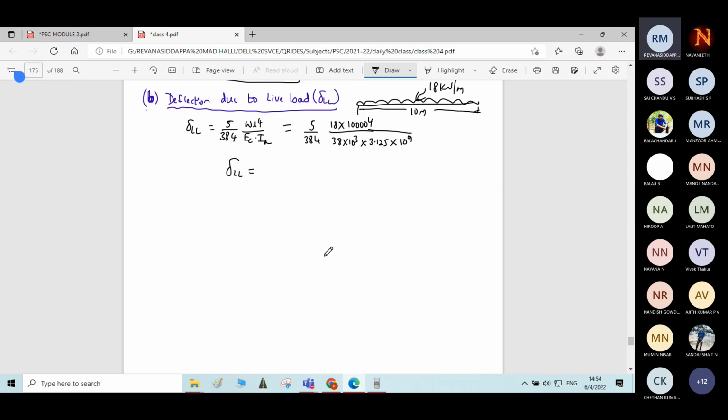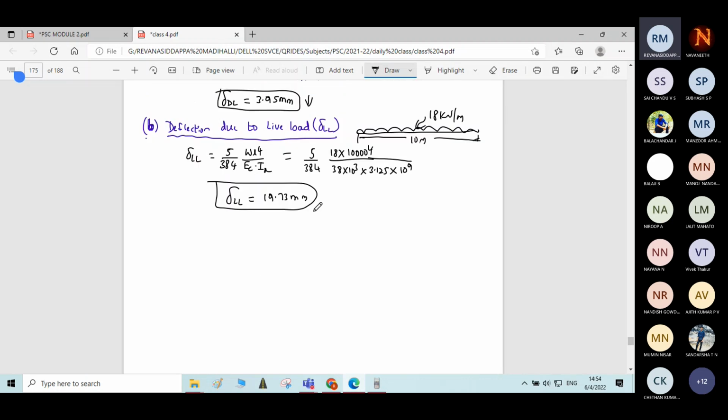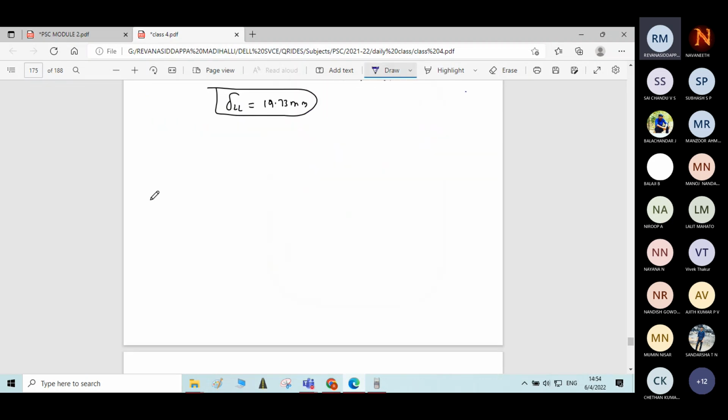Okay. So the answer which you get is 19.73 mm. Okay, this is deflection due to live load. What next? Calculation of deflection due to prestress. C. Deflection due to prestress.